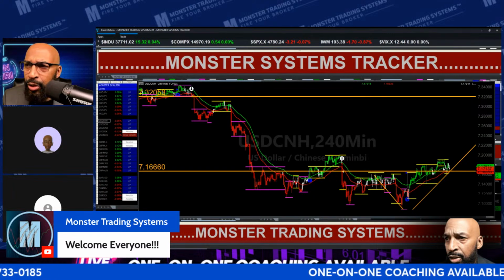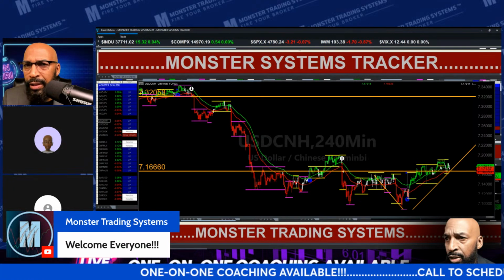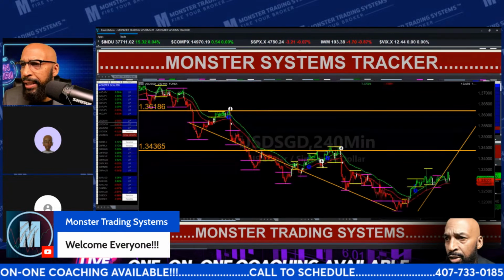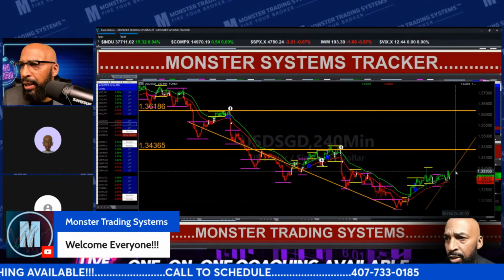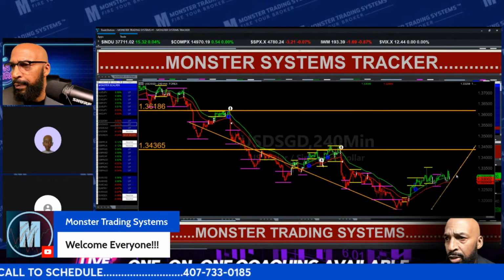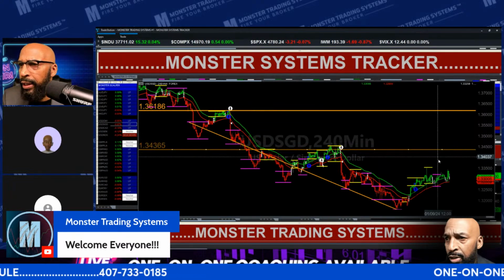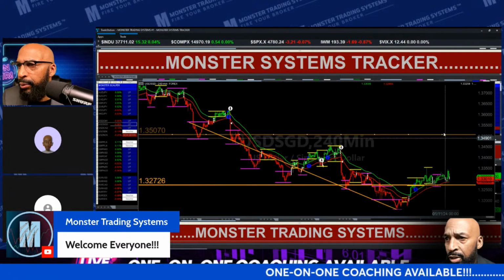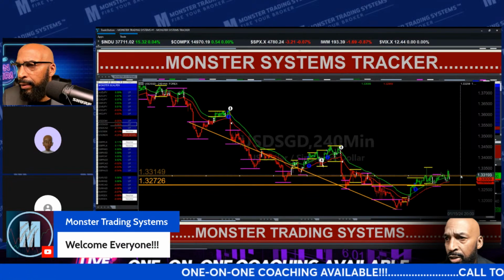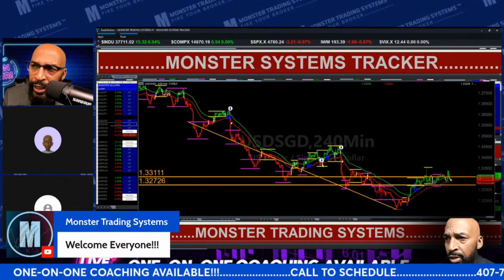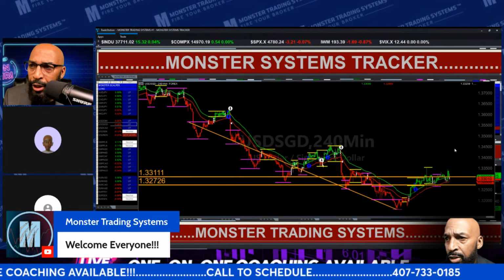USD CNH, right? Buy signal here. It's holding above resistance, but it's consolidating here. USD SGD, same thing here. If you guys want, you could do this. You could bring this down and bring this down here, right? So you see where it's consolidating, and hopefully just continue to move higher.